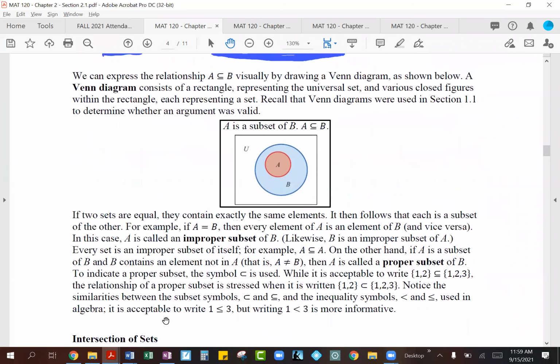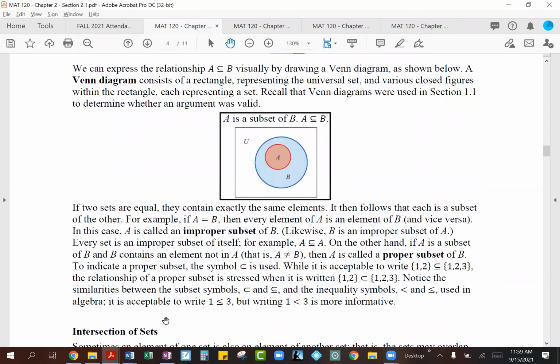Okay, so before we get into the Venn diagram part, I did want to talk about what is a proper and what is an improper subset. So you can see we are saying if you have a set which is equal to another set, so set A equal to set B, which means every element of set A is also an element of set B, or vice versa. This is where we say set A is an improper subset of B, or obviously in the other direction, B is an improper subset of A.